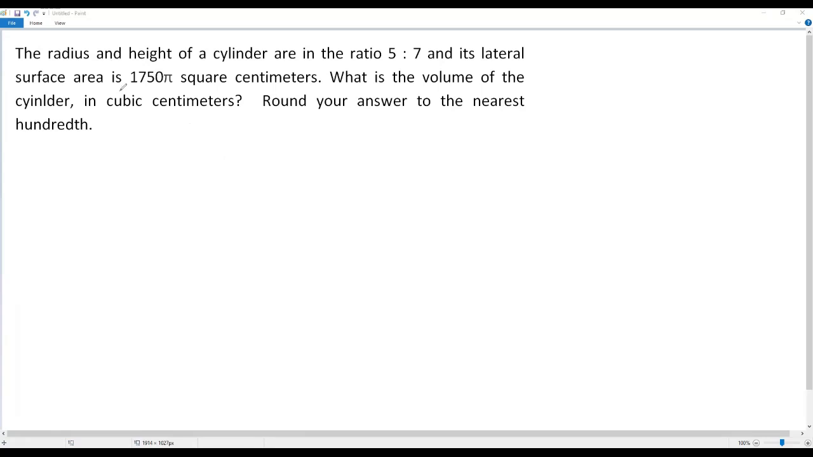Here we have a SAT math problem. Okay, let's go to the question. The radius and height of a cylinder are in the ratio 5 to 7 and its lateral surface area is 1750 pi square centimeters. What is the volume of the cylinder in cubic centimeters? Round your answer to the nearest hundredth.